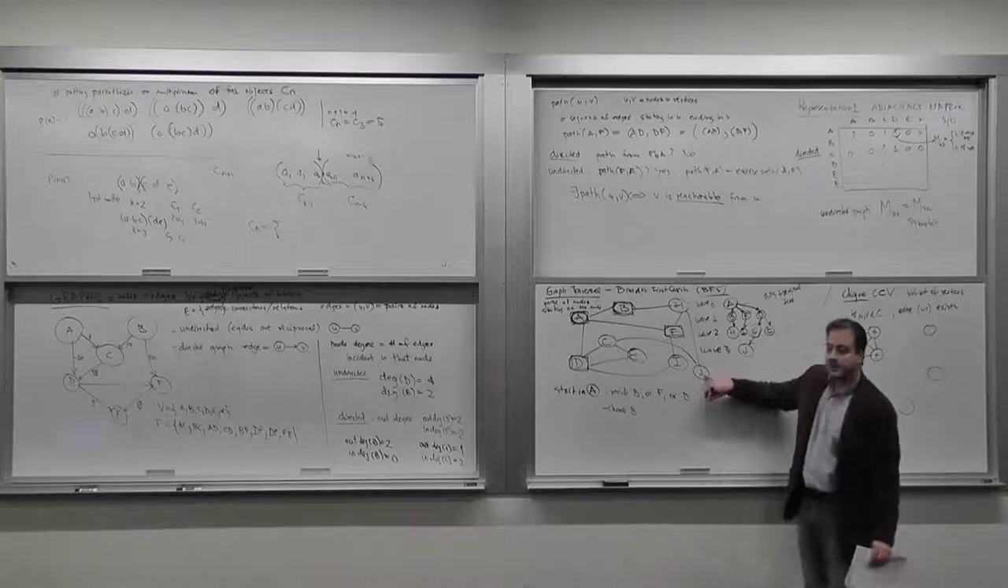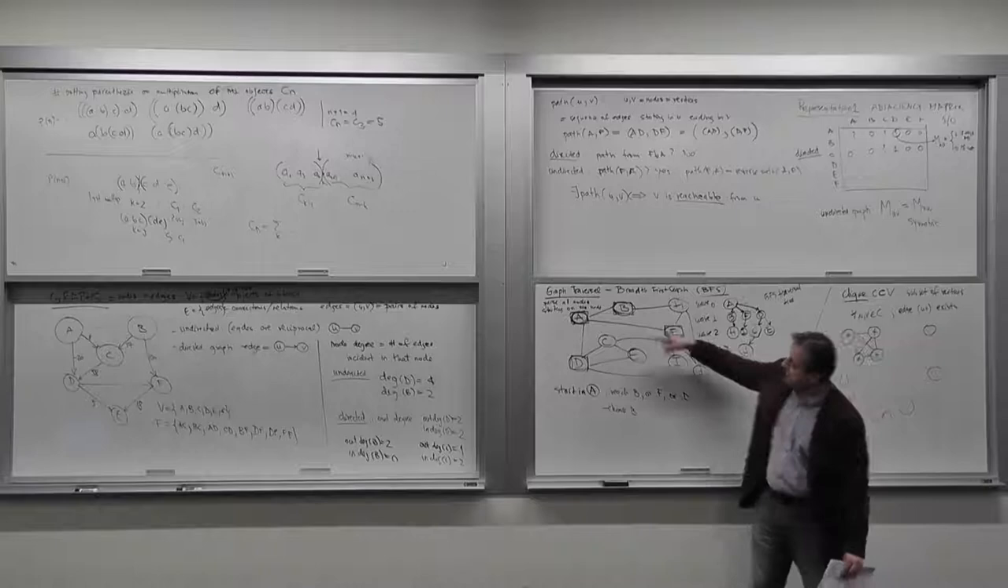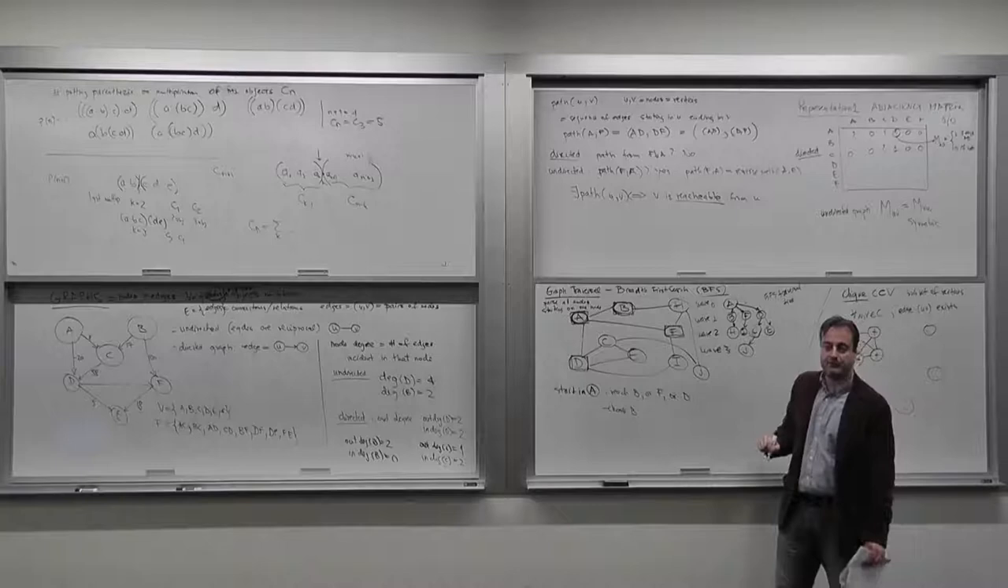Because the number of steps that it takes to get from A to J, I can go either A, B, H, J, or A, B, C, J, nevertheless it will be wave 3, because it takes three steps to get there.